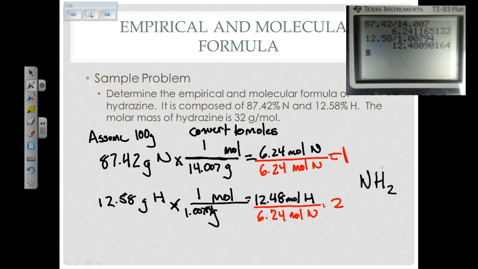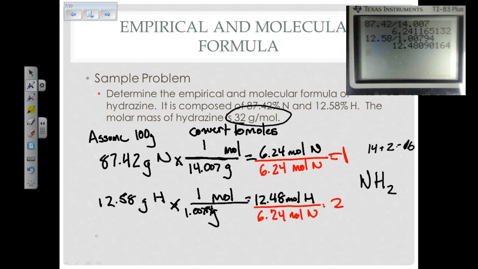What is the molar mass of NH2? Okay, I'm going to round at this point, but this molar mass is 14 plus 2. Nitrogen weighs 14, hydrogen weighs 2, and so the mass here is 16. That's the molar mass. What is the molar mass of the compound? The molar mass of the compound is 32, or twice that.